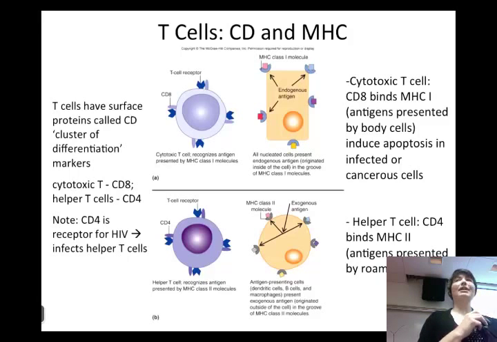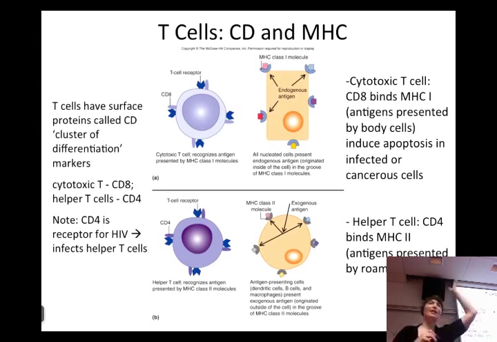Where are those MHC1 baskets? They are not on antigen-presenting cells. They're not on B cells or macrophages. What are they on? All the cells in the body. Because this cytotoxic T cell is what's scanning your whole body all the time just to make sure that the stuff that is being made by that cell is normal.